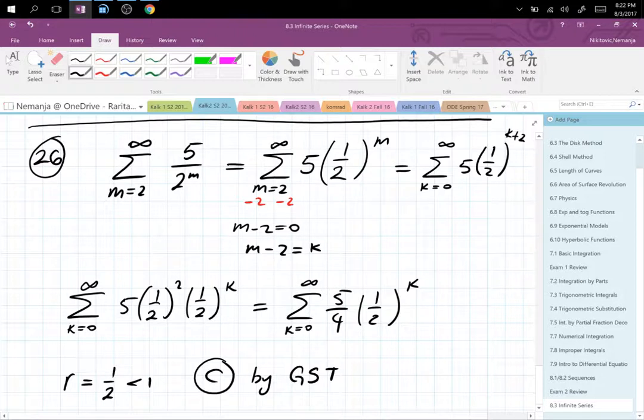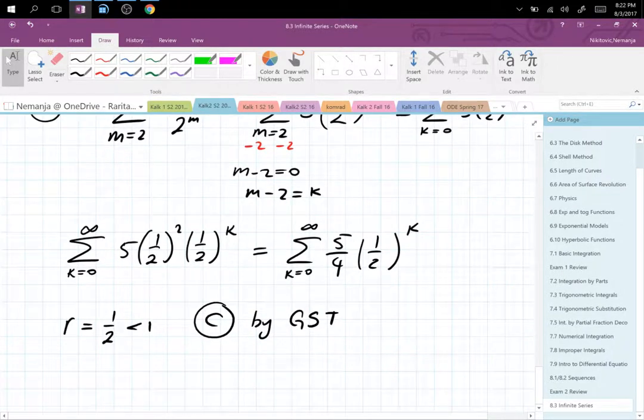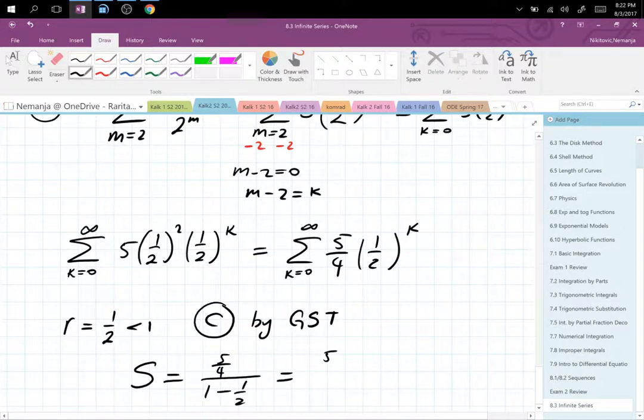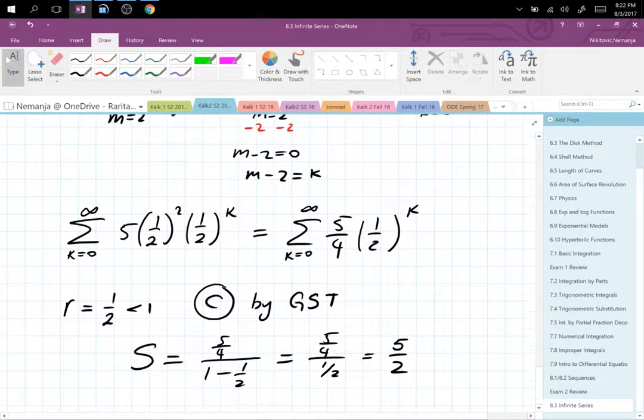And when you plug everything in, you get 5/2 at the end. So it's 5/4 divided by 1 minus 1/2. That's 5/4 divided by 1/2, which is 5/2. So we have infinitely many numbers that are adding to 2.5. Nice.